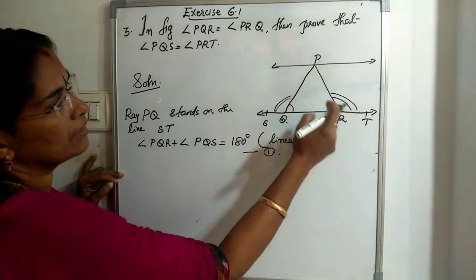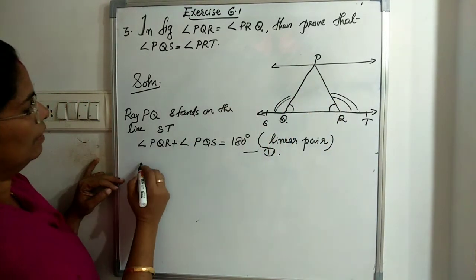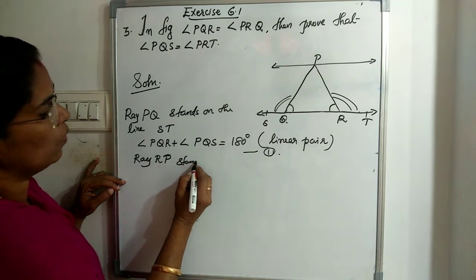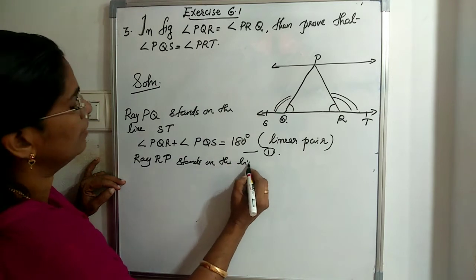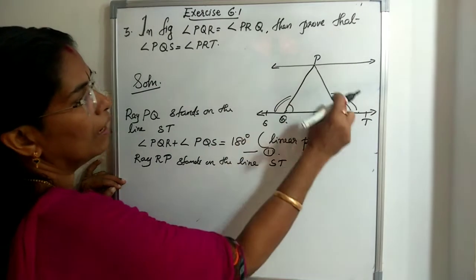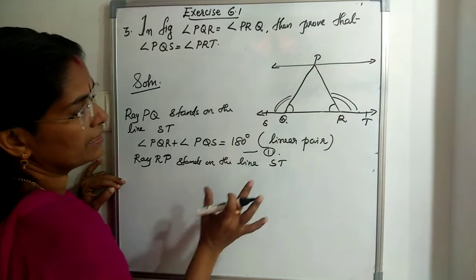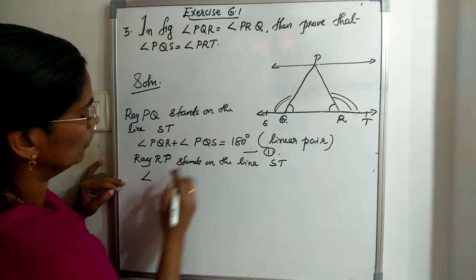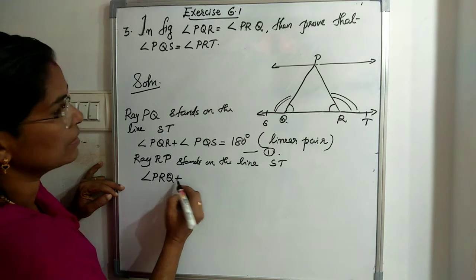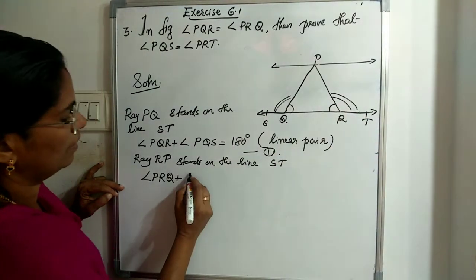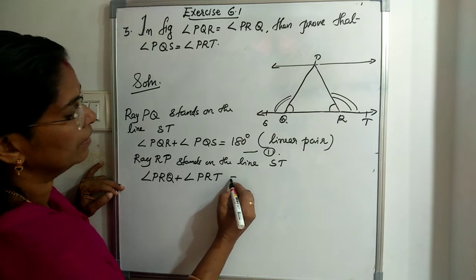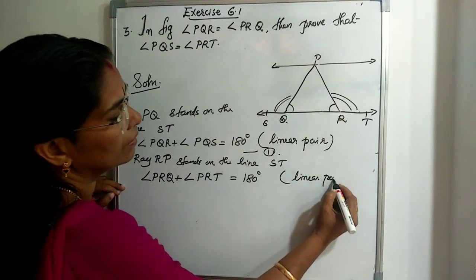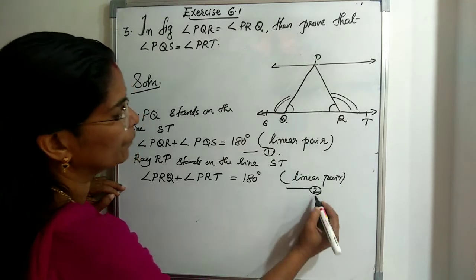Like this, we can say ray RP stands on the line ST. RP is one ray, it stands on the line ST. So we can write angle PRQ plus angle PRT is equal to 180 degrees. For the same reason, linear pair. And this is equation 2.